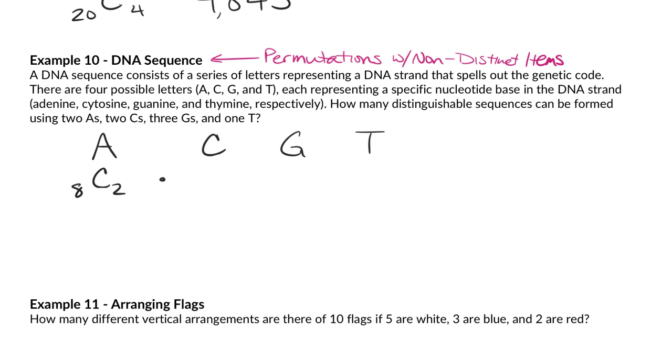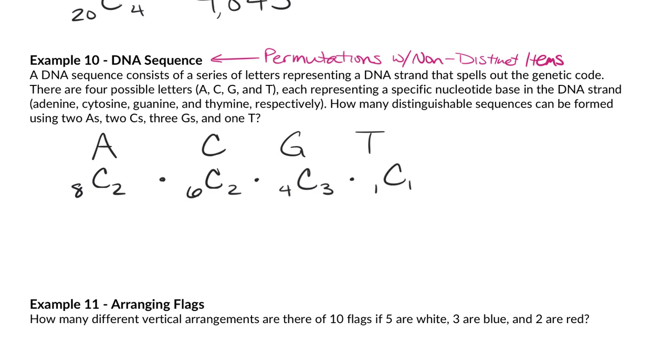Oh. 6. And then I'm choosing how many C's? 2. How many do I have left? 4. And how many G's am I choosing? 3. So how many do I have left for the T? 1, choose 1, which will be 1.